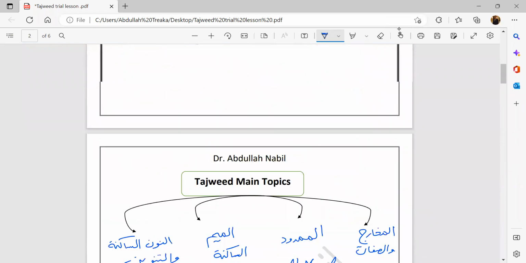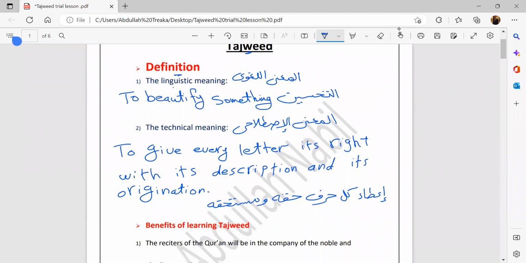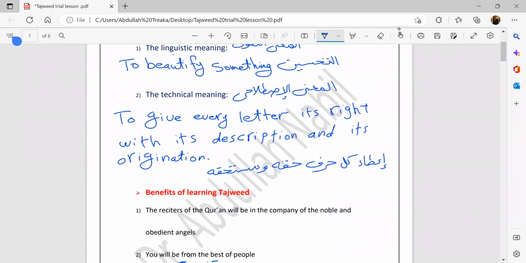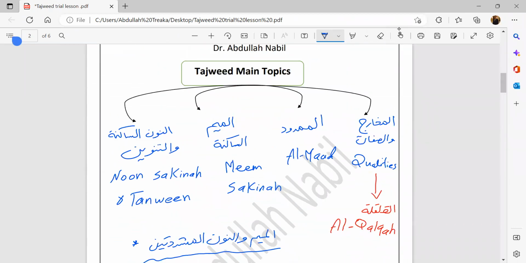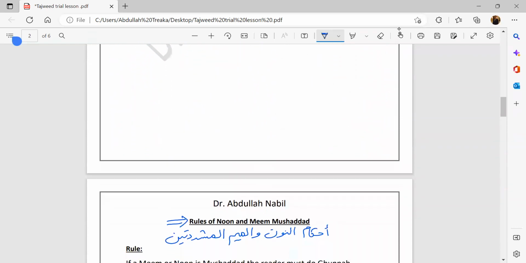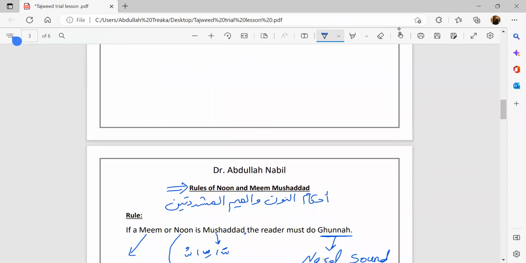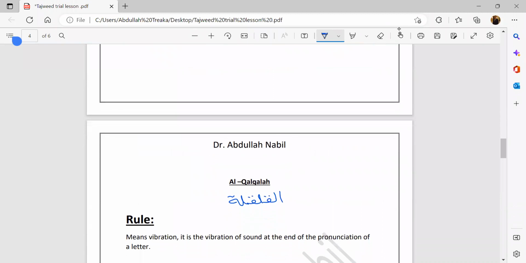At the end, we summarize what we said: the definition of Tajweed, its two meanings, linguistic and technical, and the benefits of learning Tajweed. The Tajweed main topics are four: النون الساكنة والتنوين, الميم الساكنة, المدود, and المخارج والصفات. We studied two lessons: the rules of noon and meem mushaddadatayn, أحكام النون والميم مشددتين, and القلقلة.